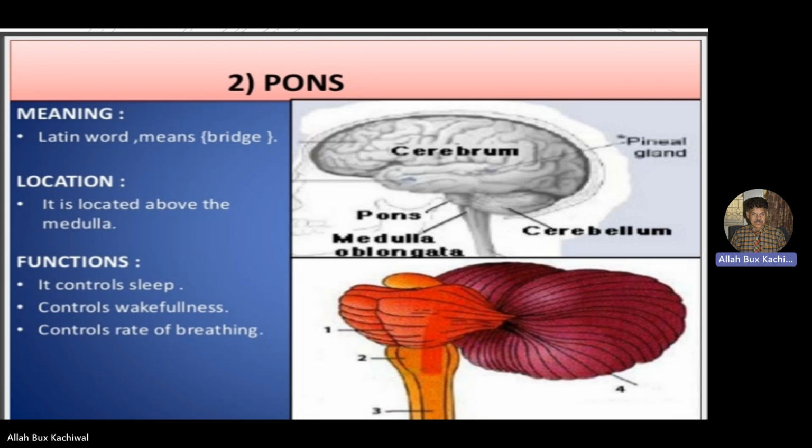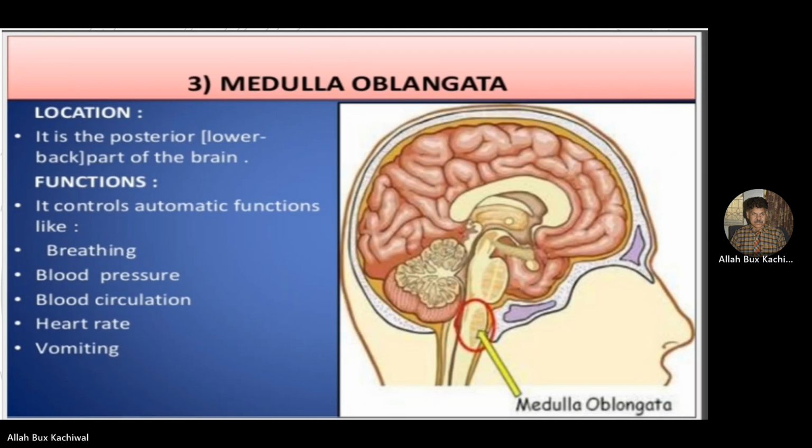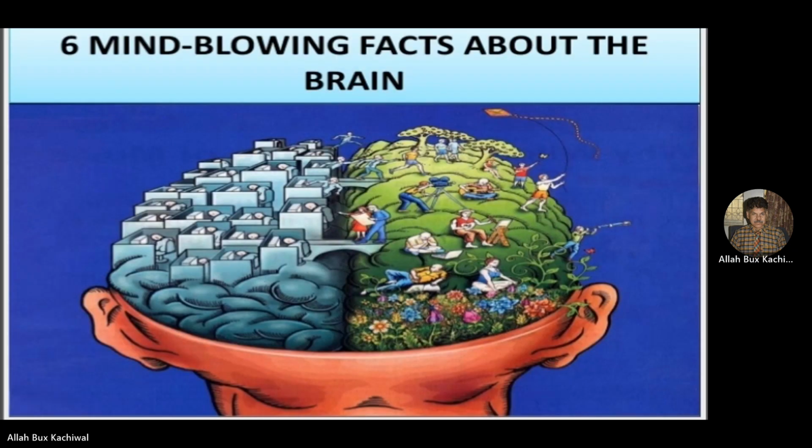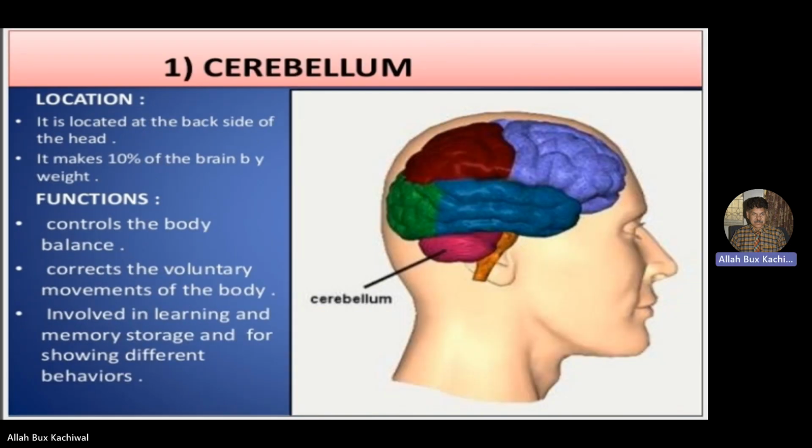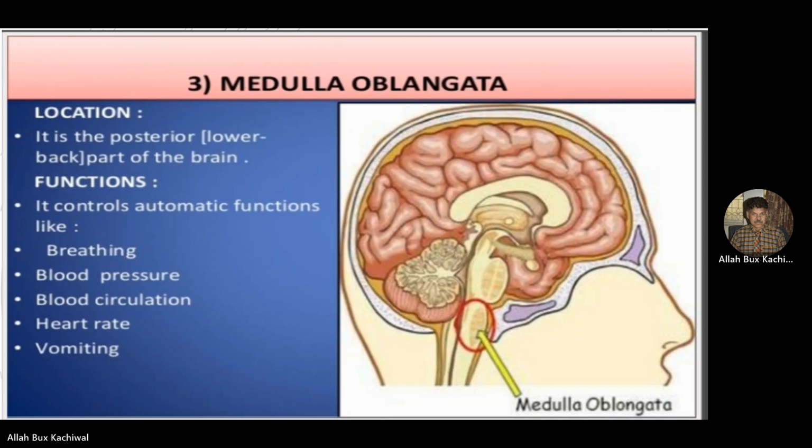is located above the medulla. It controls sleep, wakefulness, and the rate of breathing. So the medulla oblongata is the posterior and lower back part of the brain. It controls automatic functions like breathing, blood pressure, blood circulation, heart and vomiting.